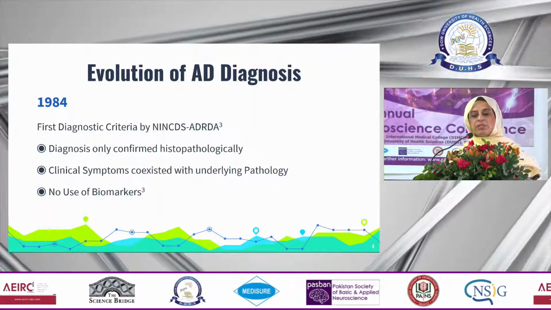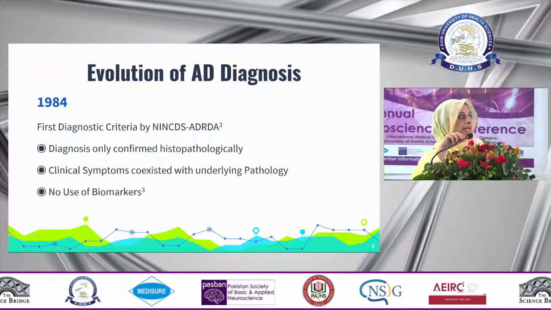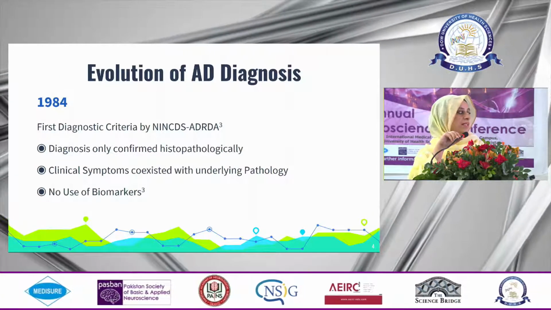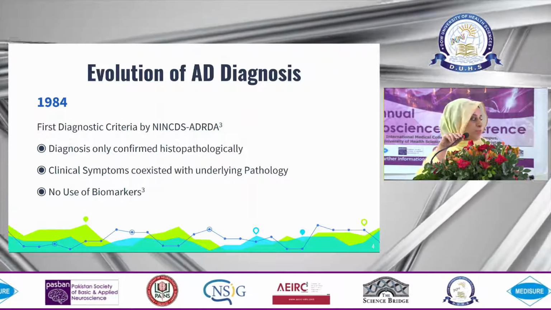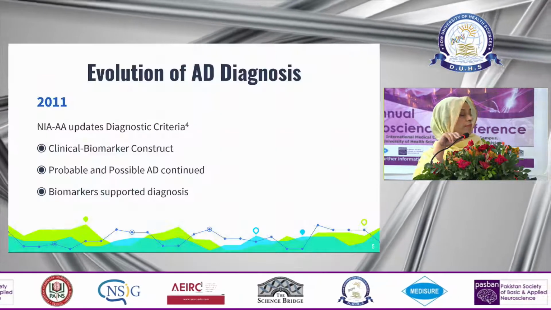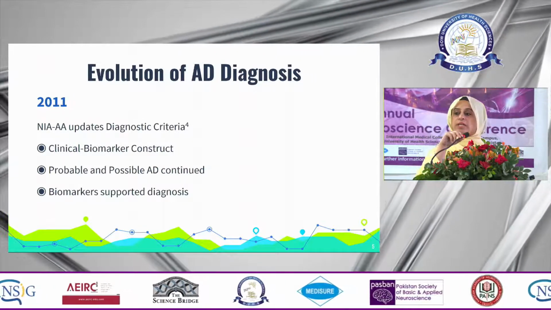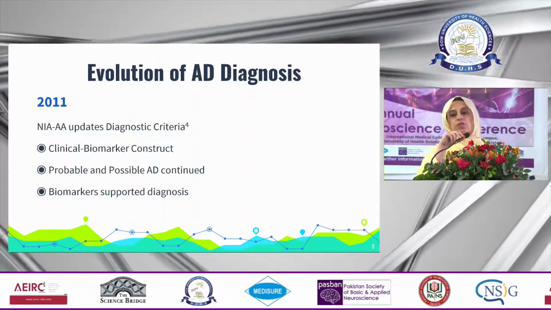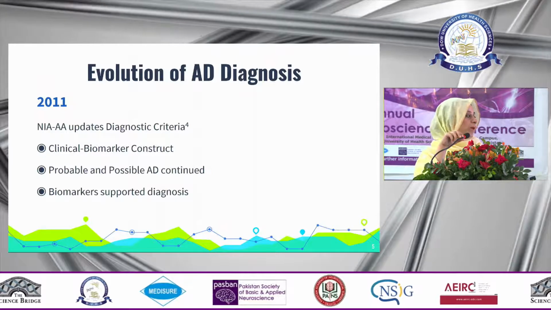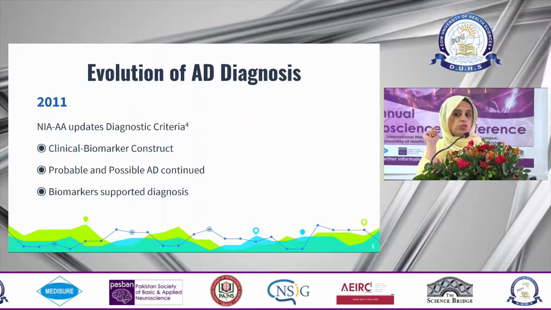The diagnostic criteria for Alzheimer's disease and the definition of Alzheimer's disease has evolved over time. The first diagnostic criteria for the disease was proposed by NINCDS, Alzheimer's Disease and Related Disorders Association, in 1984, and in this criteria, the clinical symptoms were supposed to always coexist with the underlying disease pathology. No use of biomarkers was proposed at that time, and the diagnosis could only be confirmed histopathologically. This criteria was revised in 2011 by National Institute of Aging Alzheimer's Association, in which the disease was given a clinical biomarker construct. The diagnosis of the Alzheimer's disease patients in the clinics continued to be done as having probable or possible AD, and the biomarkers use was proposed to support the diagnosis of the disease, although the confirmation of the disease could still be done only histopathologically.